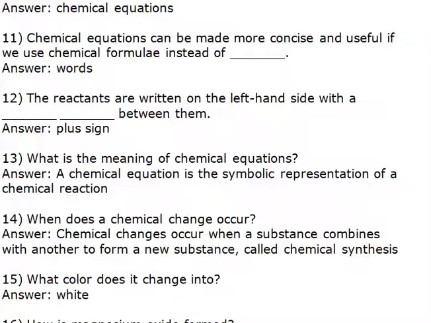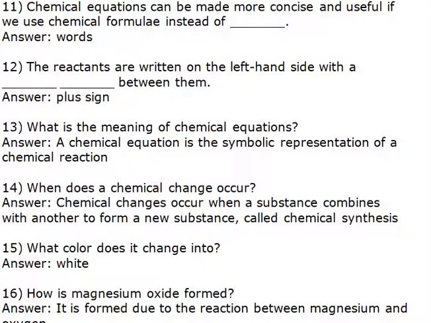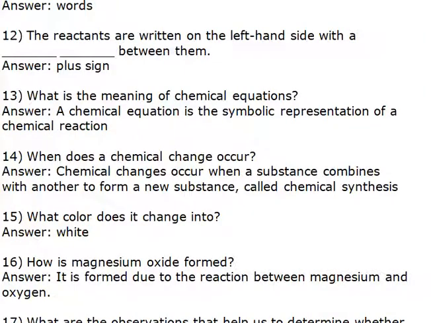Question number 12. The reactants are written on the left hand side with a dash and dash between them. The answer is plus sign. The reactants are written on the left hand side with a plus sign between them. Question number 13. What is the meaning of chemical equations? Answer. A chemical equation is a symbolic representation of a chemical reaction.